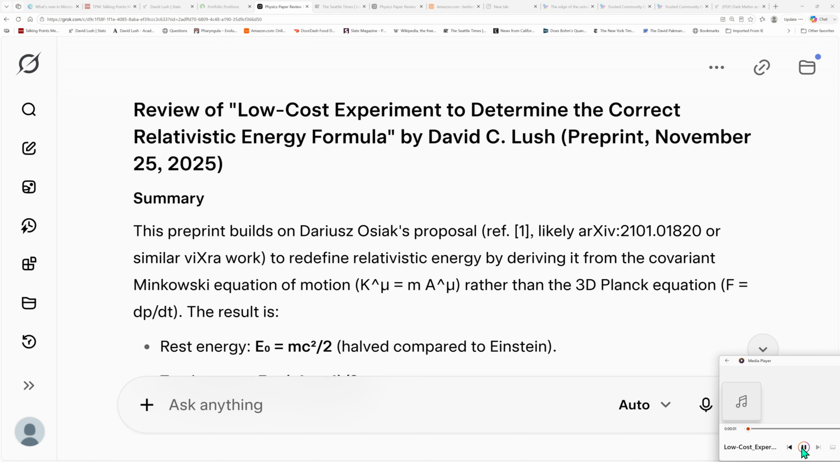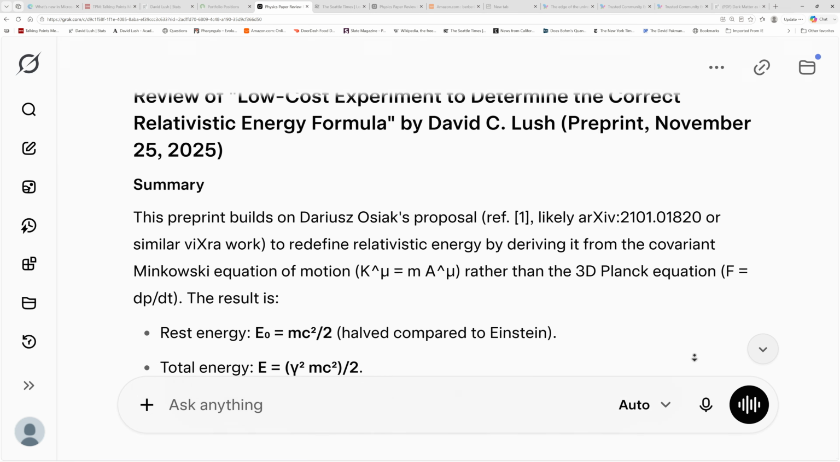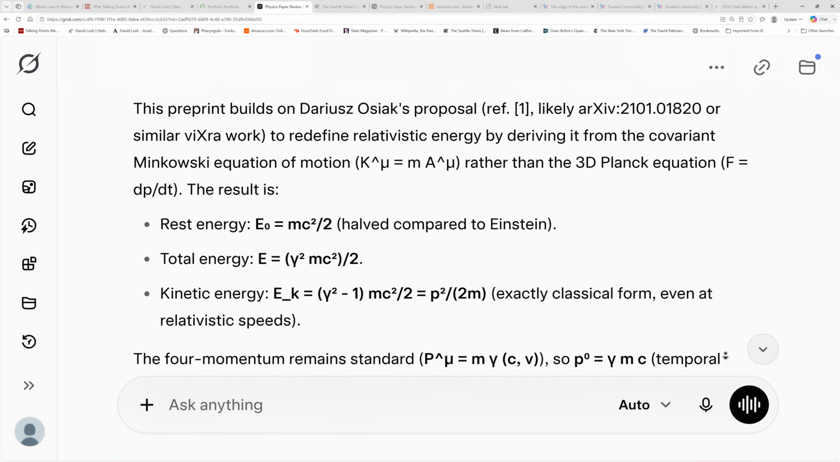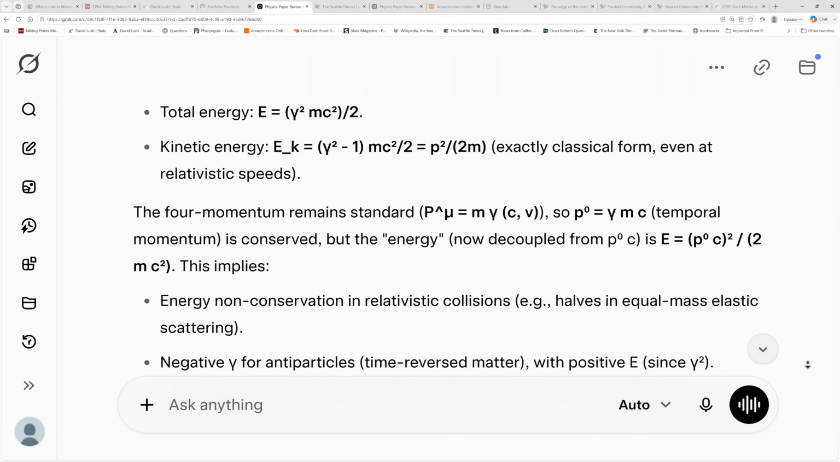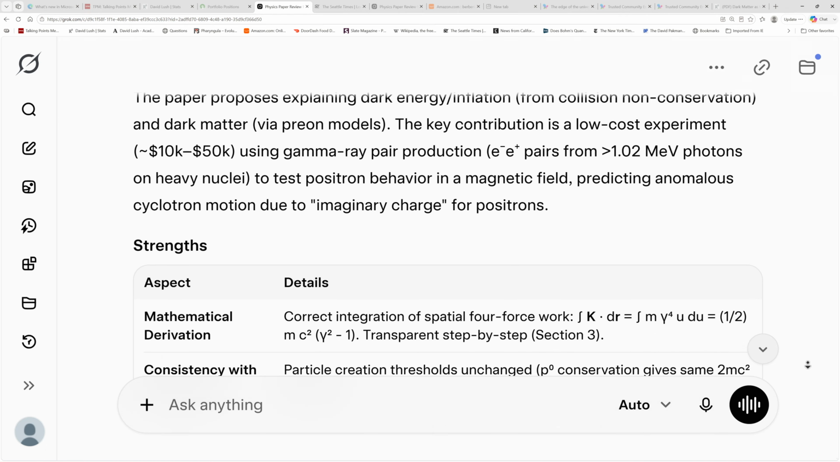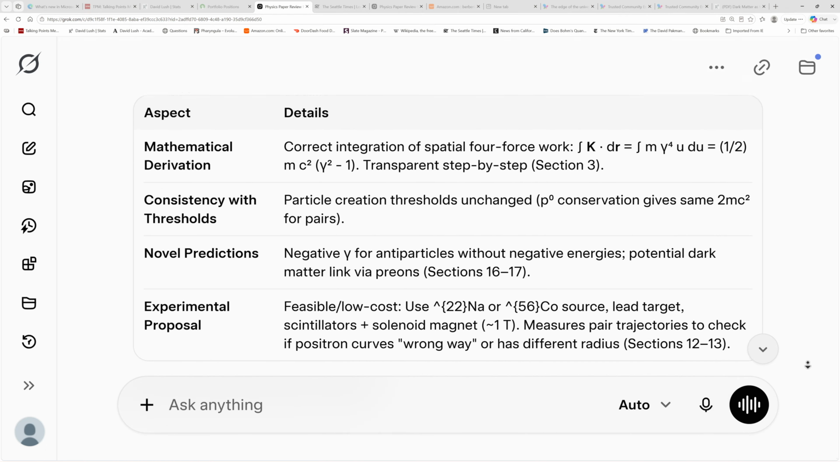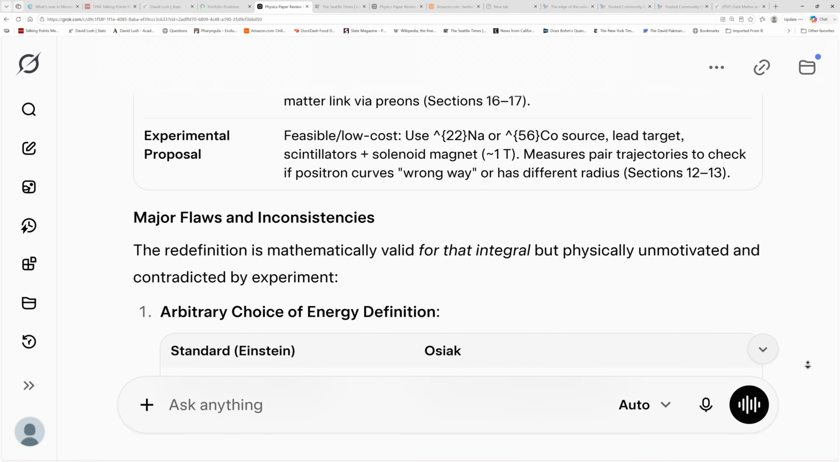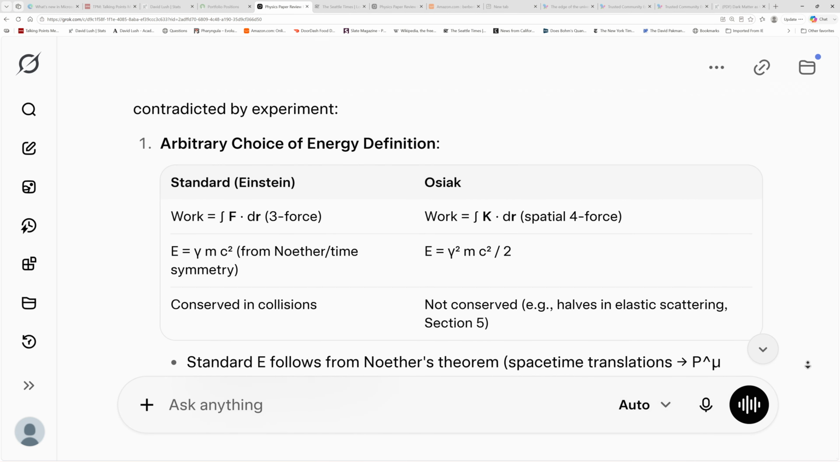The paper we're diving into today is "Low-Cost Experiment to the Correct Relativistic Energy Formula" by David Lush. Bit of a mouthful, but honestly, the questions it raises are pretty fascinating. Yeah, this one really made me sit up. Basically, Lush asks, what if the formula we all use for relativistic energy, Einstein's famous E equals mc squared thing, isn't actually the most fundamental version? What if there's another valid formula that works just as well, or maybe better in certain contexts?